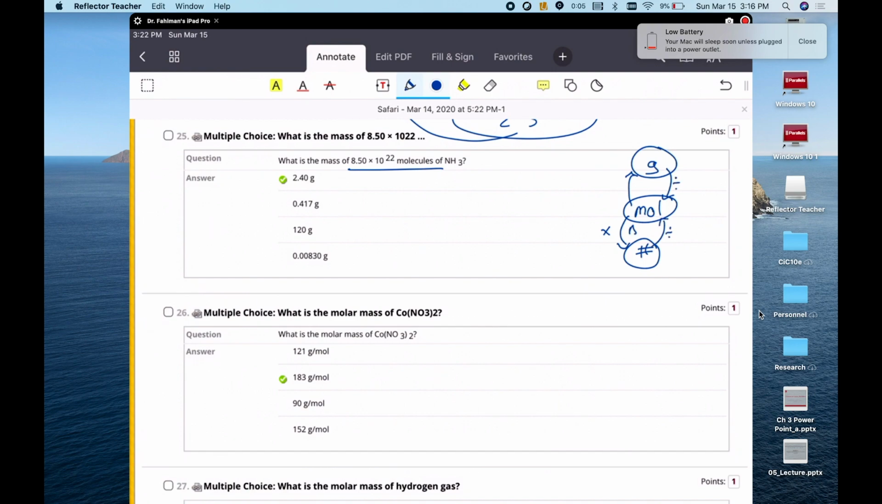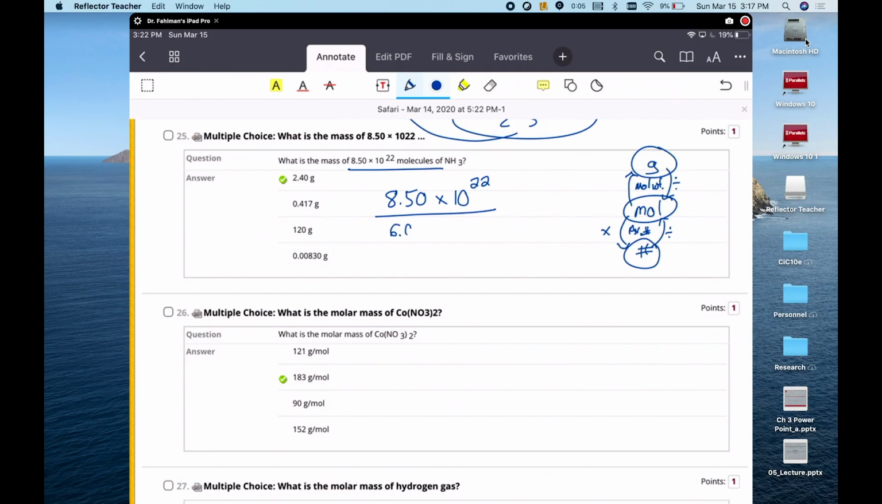In this case, this is Avogadro's number between the number of something and moles. And between grams and moles, it's the molecular weight or molar mass. Okay, so for this one, if we have that many molecules, then we have to divide by Avogadro's number first.